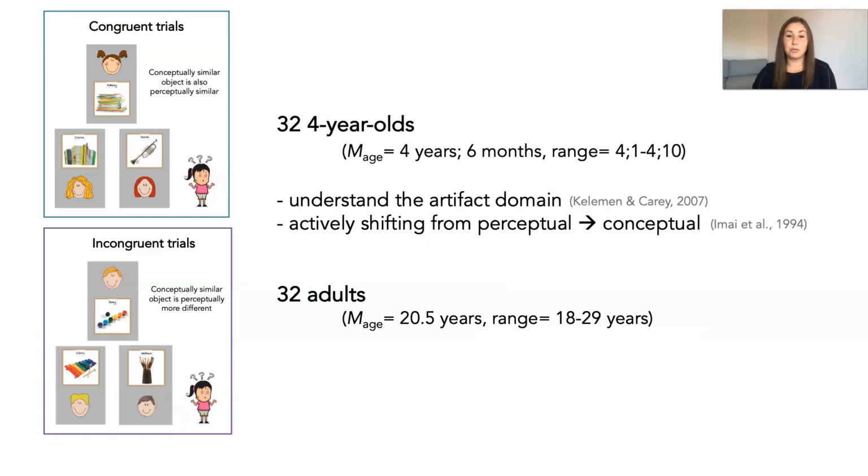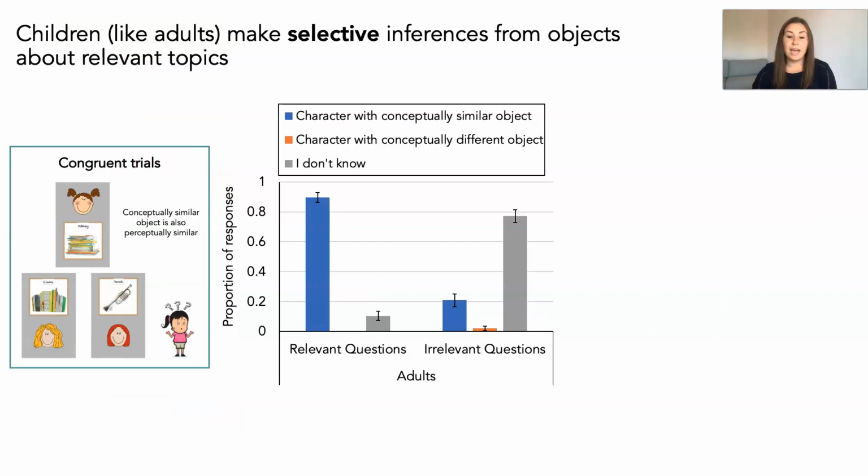In this study, we tested 4-year-olds, and we did so for a few main reasons. The first is that children at this age have a sophisticated understanding of the artifact domain, particularly about artifacts' intended functions. And second, as I said before, children's reasoning in other domains appears to be actively shifting from using perceptual features to conceptual information at this age. We also tested a group of adults to determine whether children's inferences resemble those of adults. We found evidence that children and adults make selective and warranted social inferences from objects.